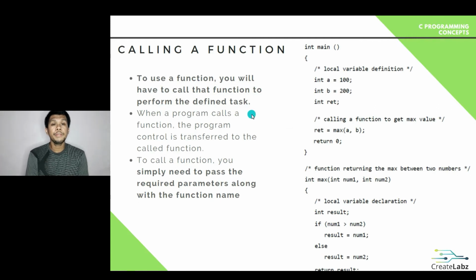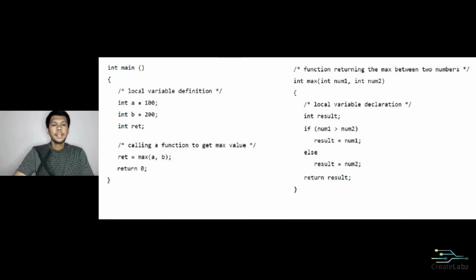But how do we use a function? We can use it by just calling it in our code. When a program calls a function, the program control is transferred to the called function, meaning it jumps from its current line to the function. To call a function, you simply need to pass the required parameters along with the function name. Let's have an example for calling a function.